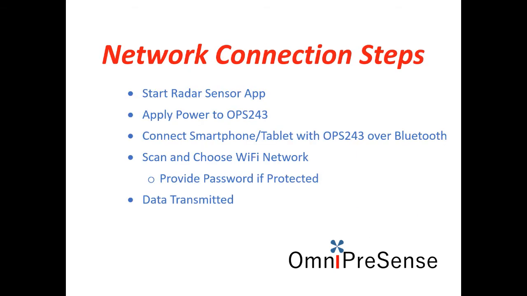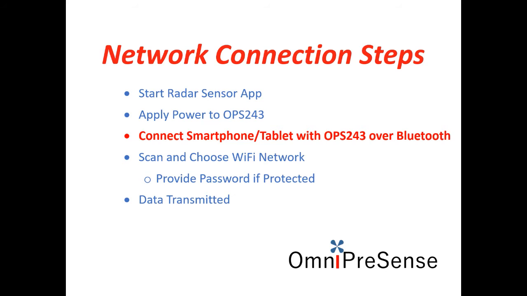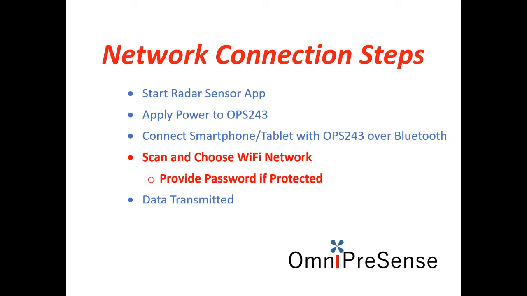Here are the steps to connect the OPS 243 to your Wi-Fi network and the cloud. First, we'll install and start the app on our phone or tablet. Next, we'll power up the OPS 243. Then, we'll scan Bluetooth and connect the app to the radar sensor. We'll then scan for an available Wi-Fi network and connect to it. And that's it. We'll start receiving the data directly from the sensor. Let's do this step by step so you can see how easy it is.